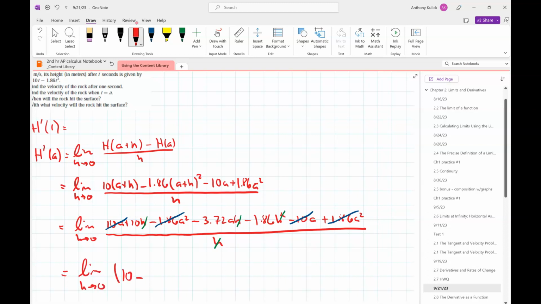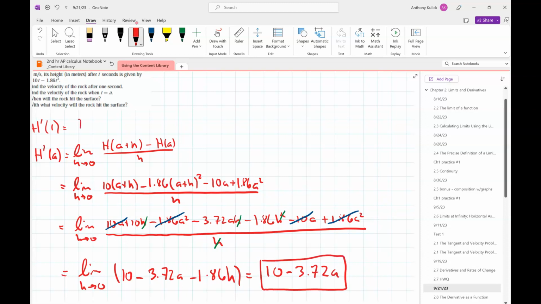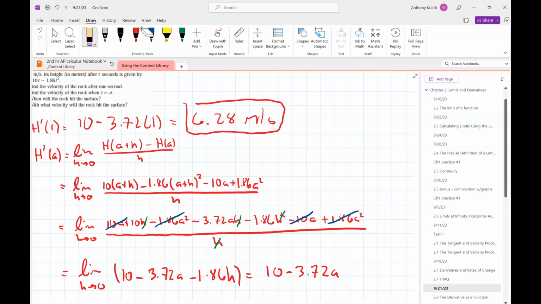So I'm left with 10 minus 3.72a minus 1.86h. And when I do my direct substitution, I have 10 minus 3.72a. So up here, I'm just going to have 10 minus 3.72 times 1, or 6.28 meters per second, I guess. And I guess this should technically have a unit on it, huh? Meters per second. Does this feel okay so far, Tessa? Okay.